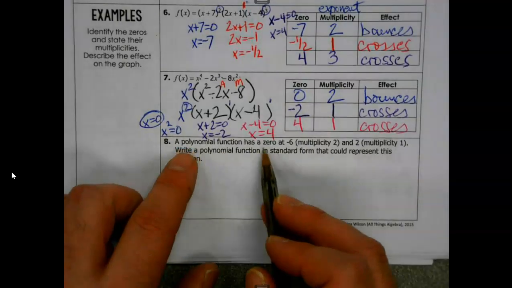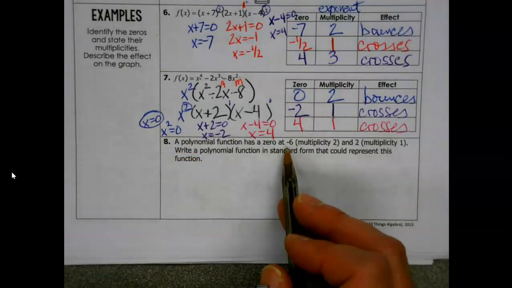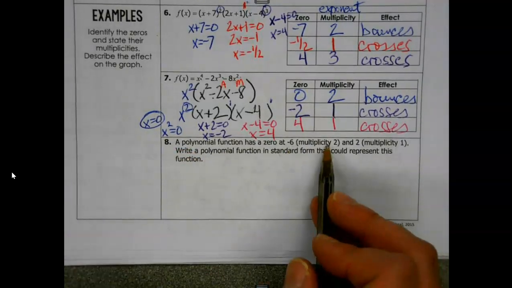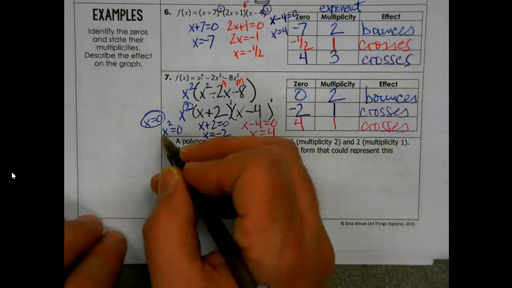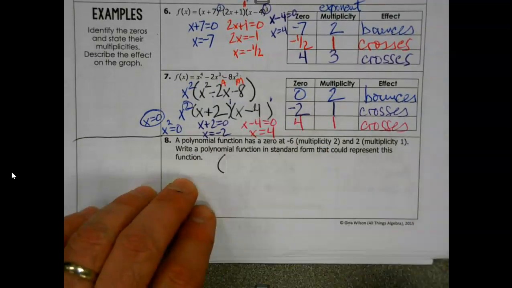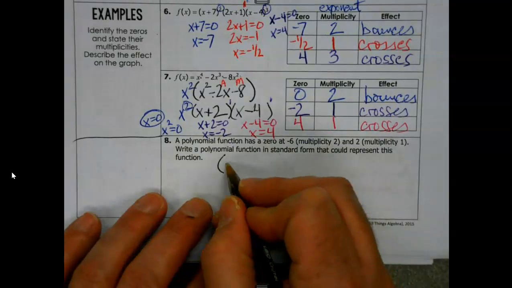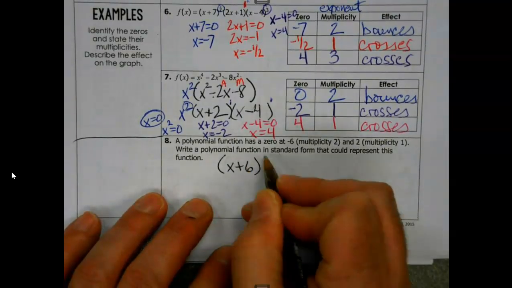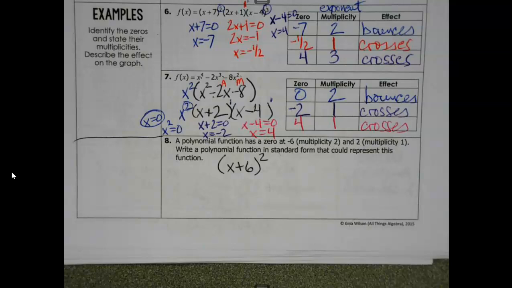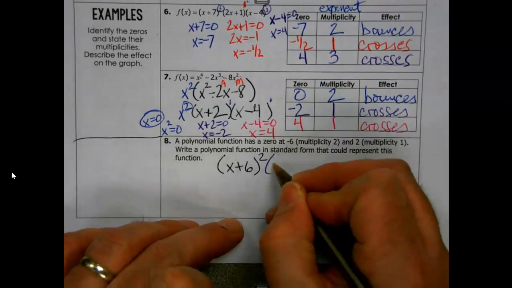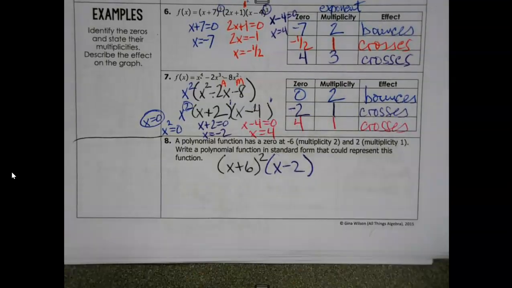A polynomial function has a 0 at -6, multiplicity of 2. Okay, quick note on this one. I'm going to write it out, and then we're going to see what weird things are going on. You're like, Hardy, it said 0 at -6. Why did you put +6? I'm going to explain. And a 2 of multiplicity of 1. Again, Hardy, you flip the sign. Why are you flipping the signs?